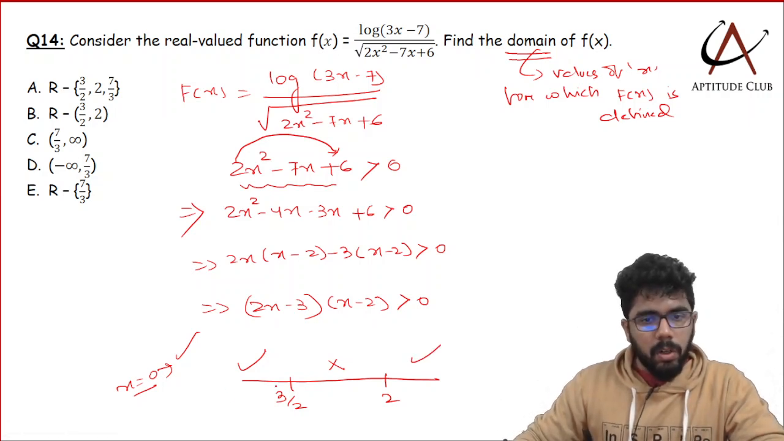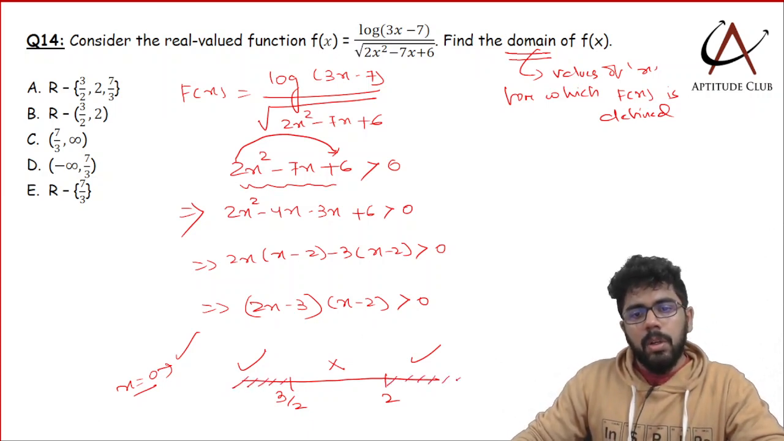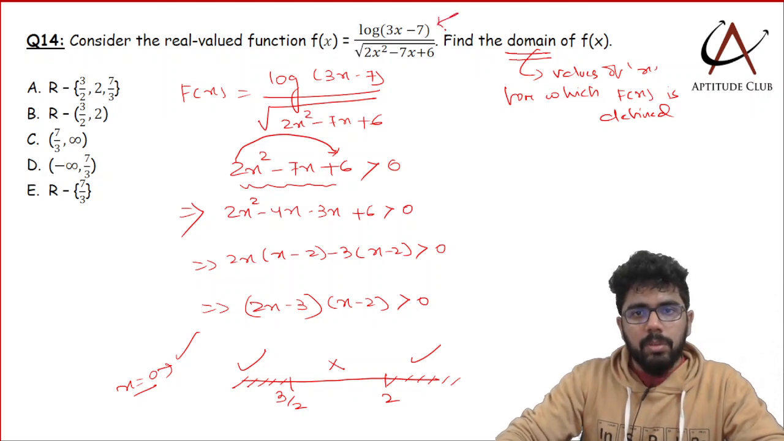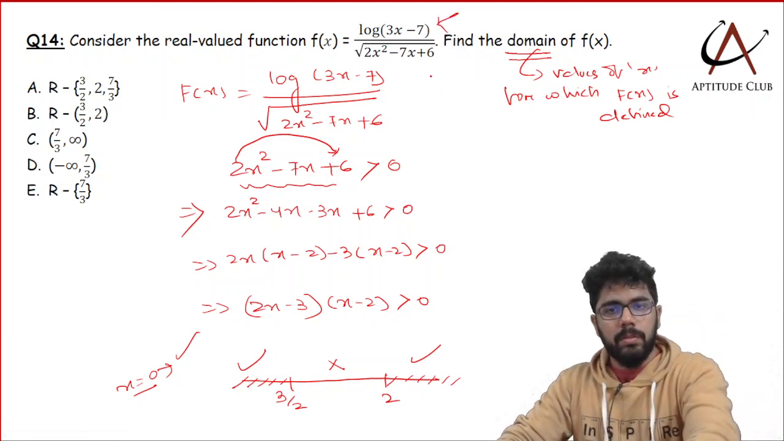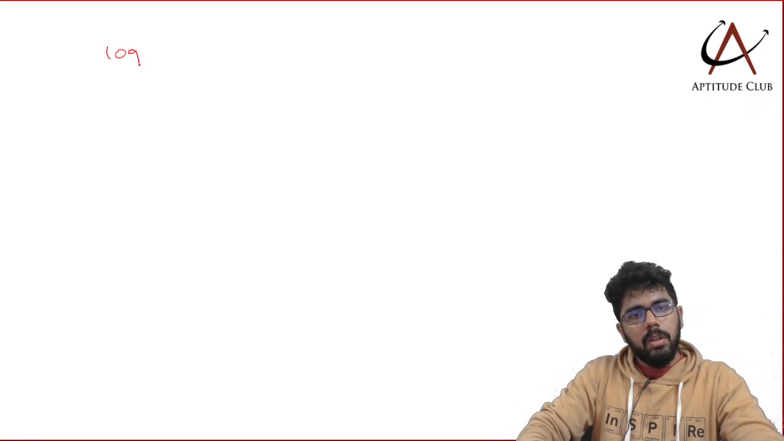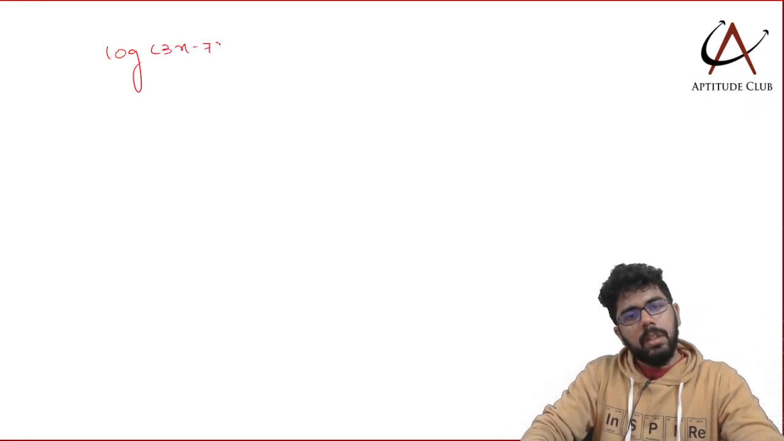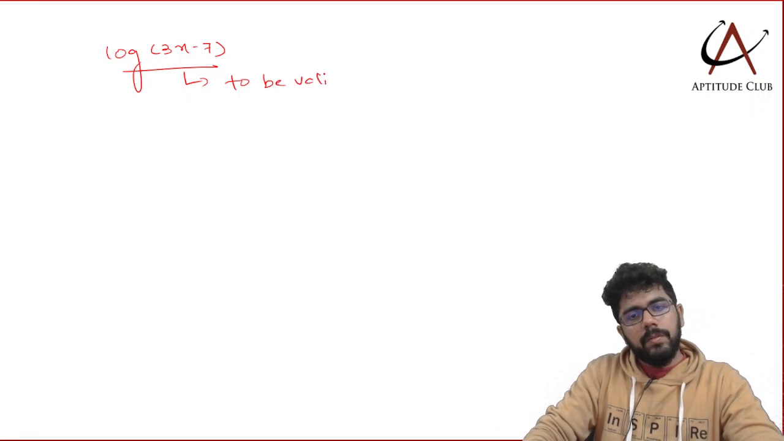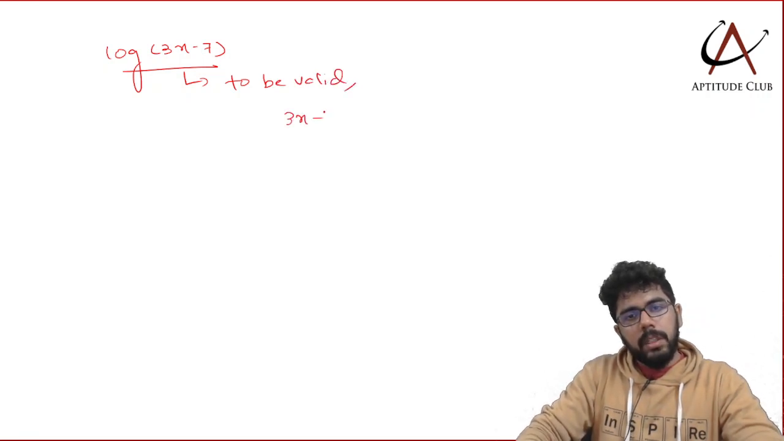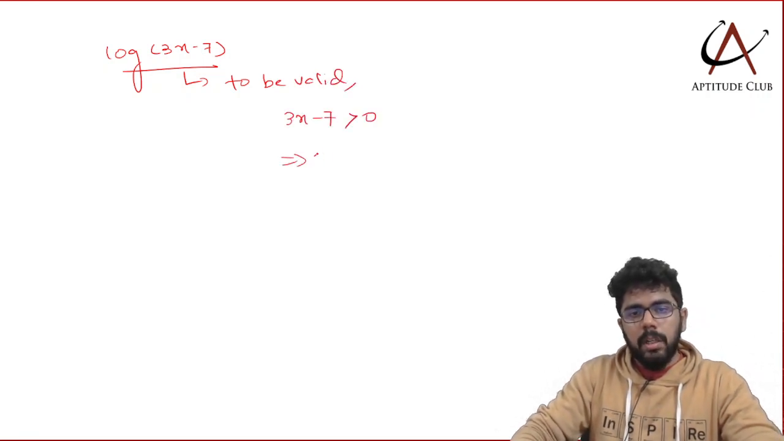But not all these values. So from this you get that x should be either less than 3/2 or greater than 2. But then I'll have to again look at the numerator. In the numerator there is a log. I have log of (3x minus 7). Now for this to be defined, my domain: 3x minus 7 should be greater than 0. That means x must be greater than 7/3.